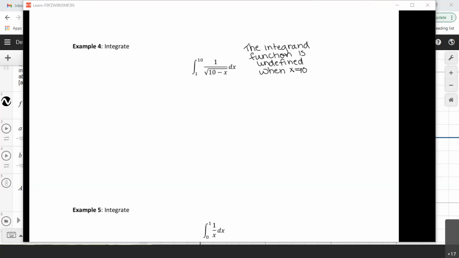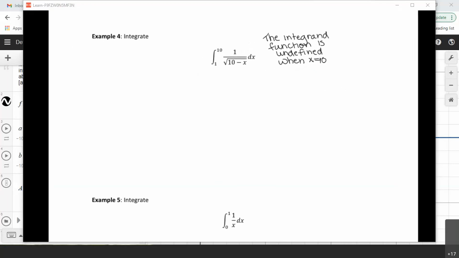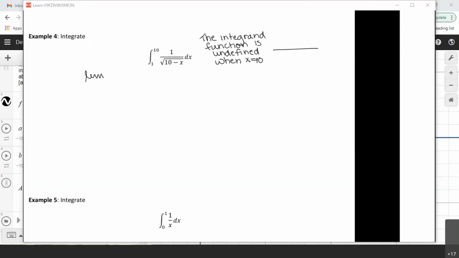So we need to rewrite this slightly as the limit. Again, it's my upper bound. Here's my interval. I'm interested in what happens as c approaches 10 from the left. So I'm interested in what's happening there.